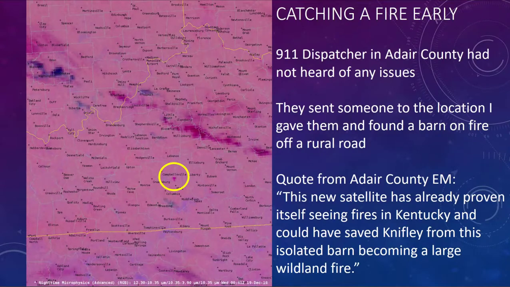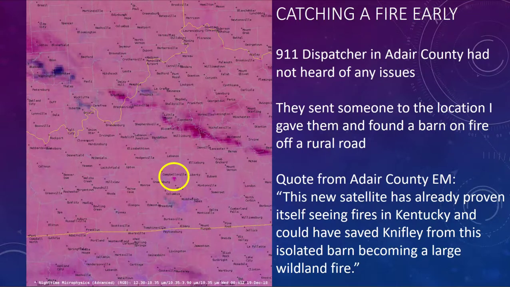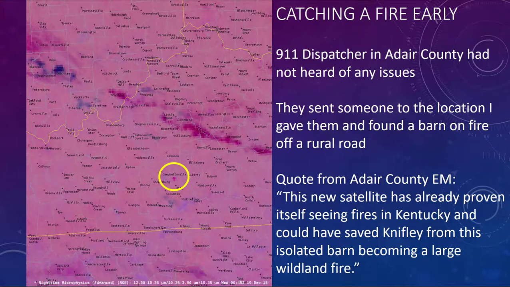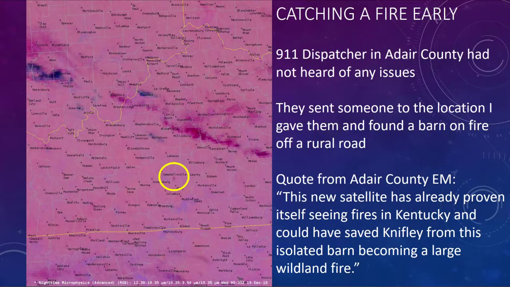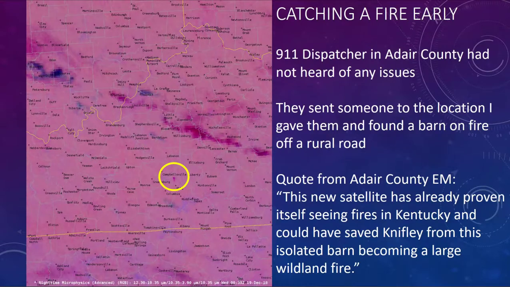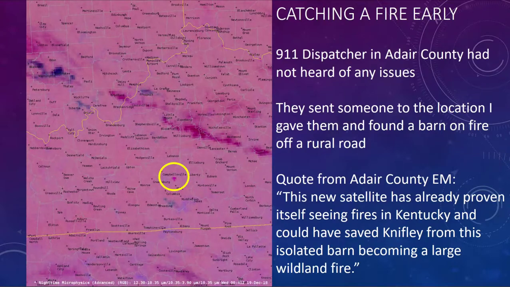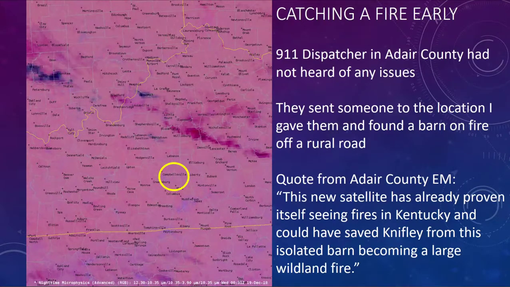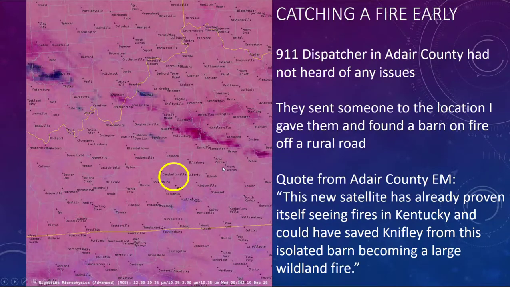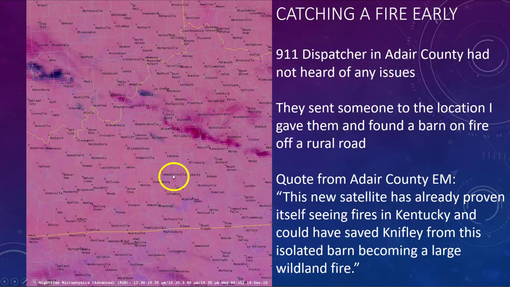Here's another one that popped up in Adair County, in northern Adair County. And again, in this case, I called the dispatcher, and they hadn't heard of any issues, so they were able to send somebody to the location that I gave them. And we had a good quote from the Adair County emergency manager saying this new satellite, what we're seeing is this high-resolution imagery. We're able to see some of these hot spots. And he said it may have prevented a large wildland fire. This was mid-December of last year, which happened to be our wettest on record. So I wasn't too worried about a large wildfire.